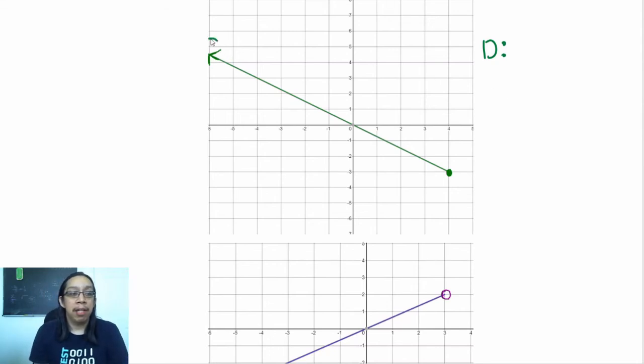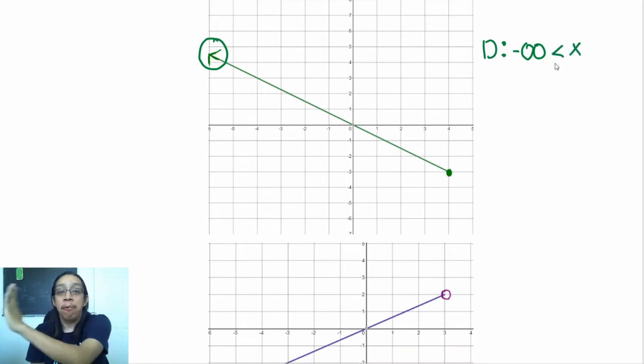So here is my left. Notice that I have an arrow to begin with. That means I'm going to start off my domain with an infinity. Ask yourself, what kind of infinity are we working with here? Well, all of my x values here are negative, so that means I'm working with negative infinity. So inequality sign, x in the middle, and now we look for the right endpoint like we always do.